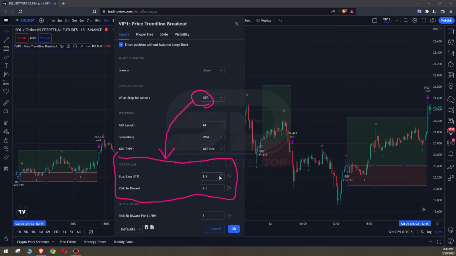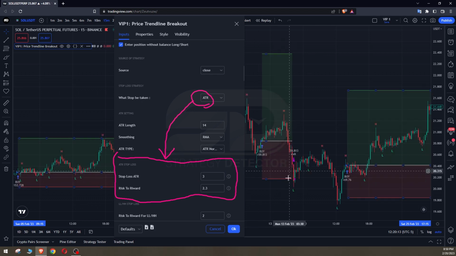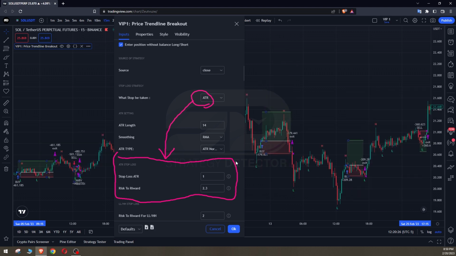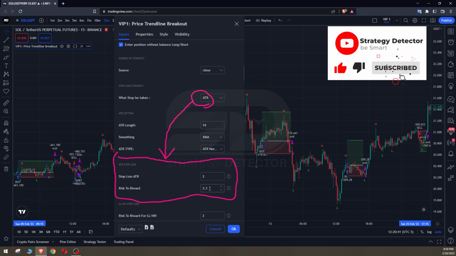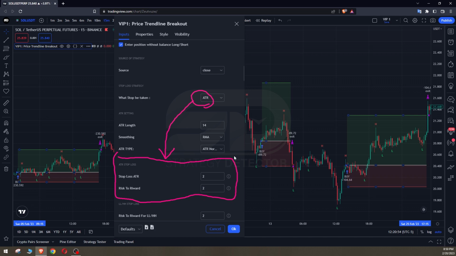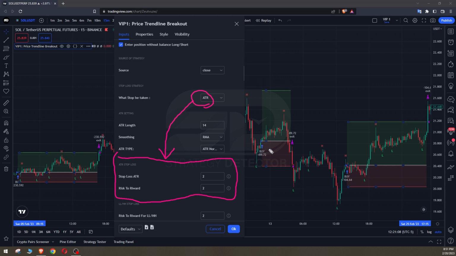How much do you consider for your stop loss placement? It's up to you. For example, choose 3 ATR and you see in the chart that this length increases. Or you can choose 1 ATR for your stop loss. The adjustment of the ATR amount for stop loss is up to you. You can also choose the risk to reward ratio here. It means that whatever your stop amount is, your take profit is 2.5 times your stop. You can also change this number to whatever you want. Now I choose 2 ATR for stop loss, and I choose 2 for risk to reward ratio.